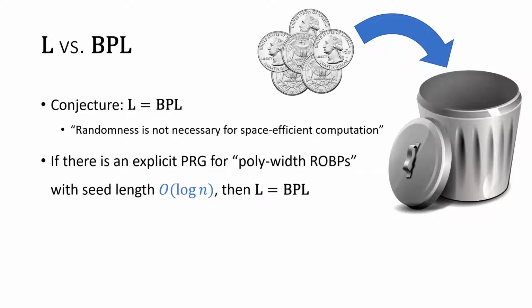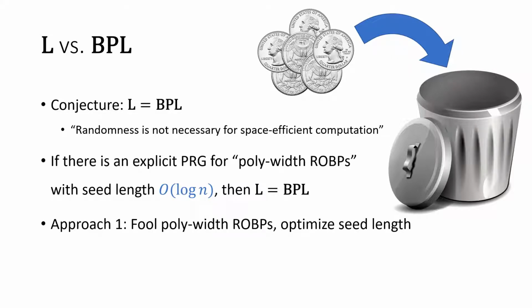For this application, we would like a pseudorandom generator with seed length O of log n. So far, that goal has not been achieved. To make progress, one could try to design pseudorandom generators for polynomial width read-once branching programs with shorter and shorter seed lengths, working down to a logarithmic seed. Unfortunately, by that metric, there hasn't been any progress in 30 years.